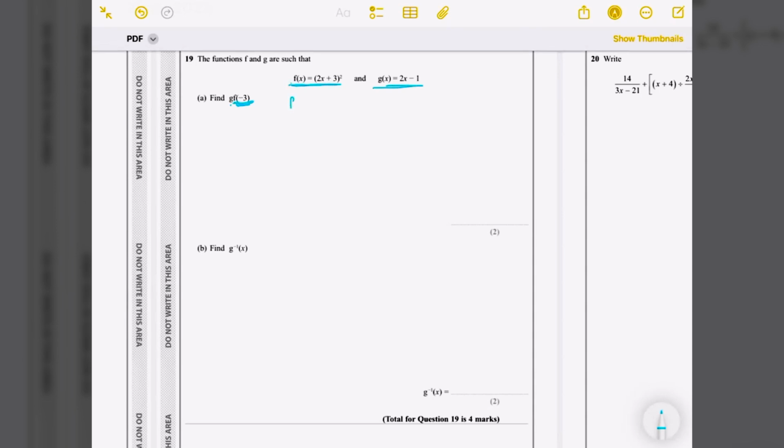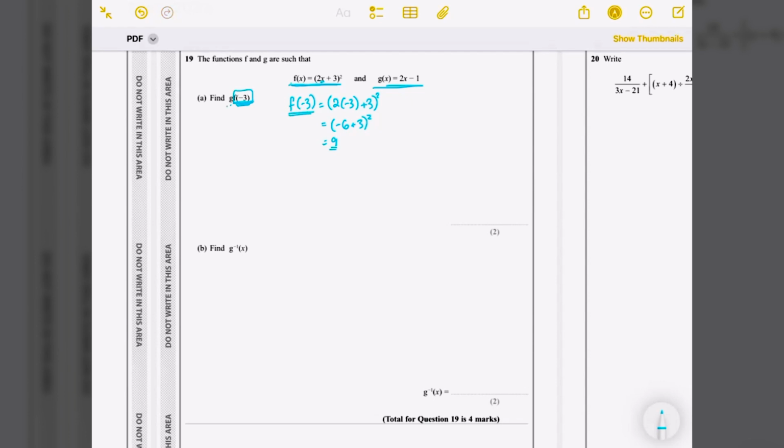So f of minus 3 means that all my x's are going to change into negative 3. So open brackets, 2, I write 2. Instead of x, I write minus 3 plus 3 all squared. So I've got 2 times minus 3, negative 6 plus 3 all squared, which gives me 9. So f of minus 3 is the same as 9.